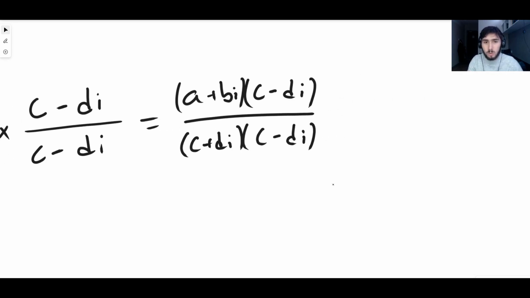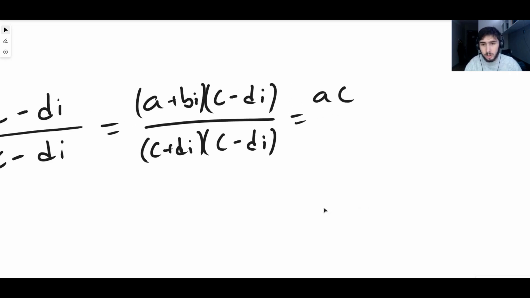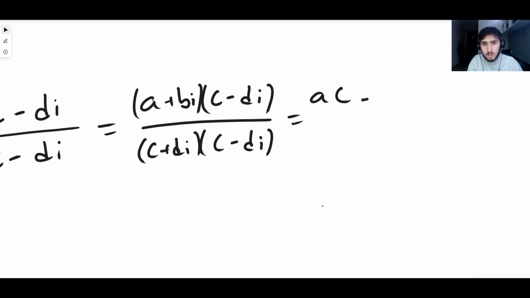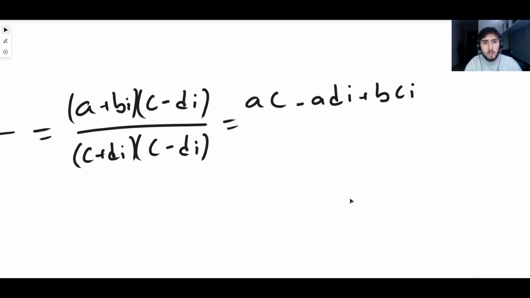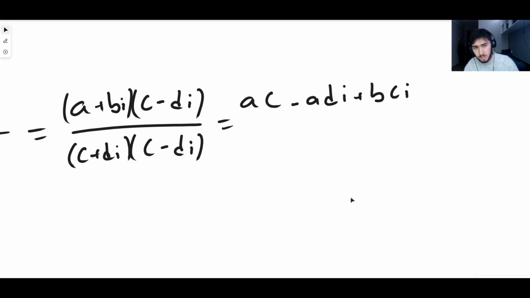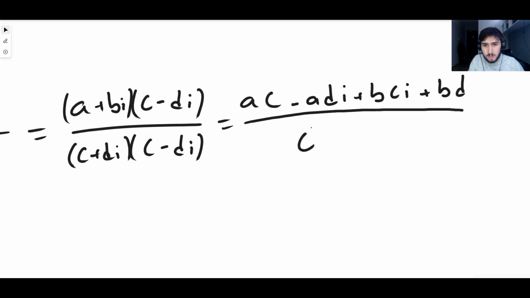Now, if we expand this out, what we get is, so first we get AC. Okay, AC, that's fine, that's good. And then we can do outside, so that's minus A times DI. Inside, that gives us plus B times CI. And then we do BI times minus DI. Well, BI times DI is minus BD. So BI times minus DI is positive BD, and that's real. And that's divided by C squared, because that's C times C.